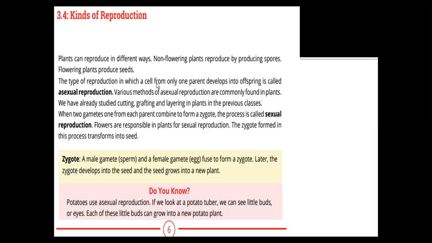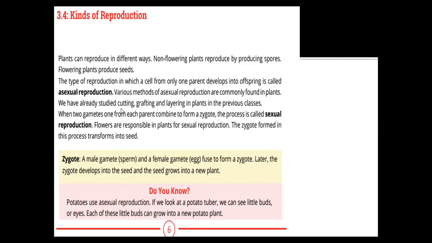So the type of reproduction in which a cell from one parent develops into offspring. Only one parent is required, not both male and female parents are required for that. Various methods of reproductions are commonly found in plants. We will discuss them also. So in those various asexual reproduction methods in the plants, we are having very common cutting, grafting, and layering in plants. In previous classes you might have studied.